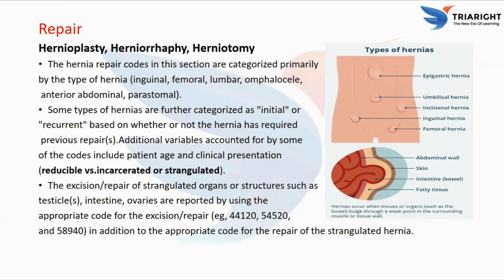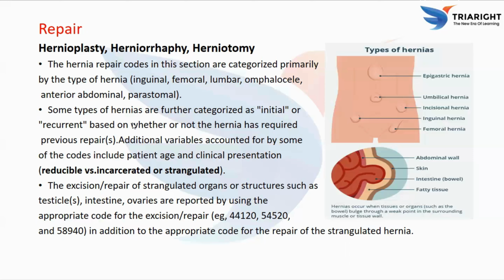It reinforces the abdominal wall. It's the most common modern technique. And herniotomy is the removal of the hernia sac. It is often performed in children. It may or may not include reinforcement. So repair is herniorrhaphy or hernioplasty, whereas herniotomy is sac removal only. Now, how are hernia repair CPT codes categorized? By type of hernia, by initial versus recurrent, by patient age, and also by clinical presentation.